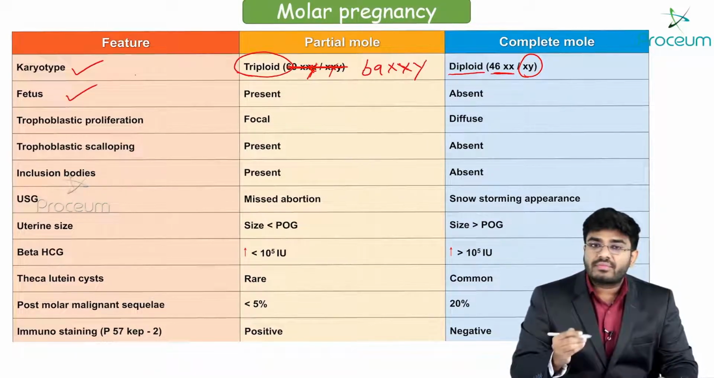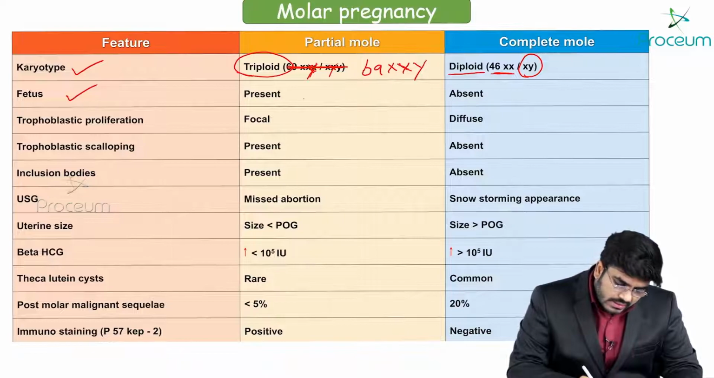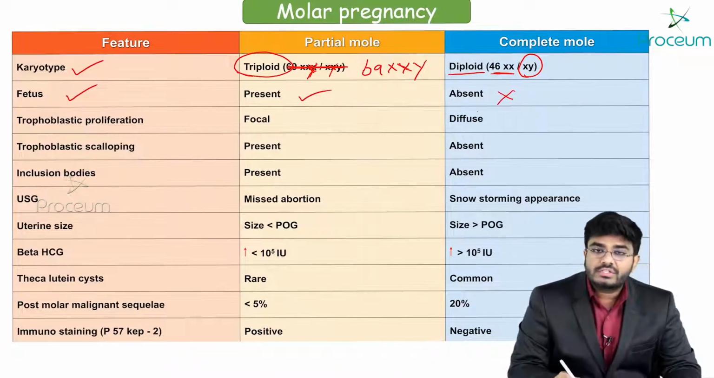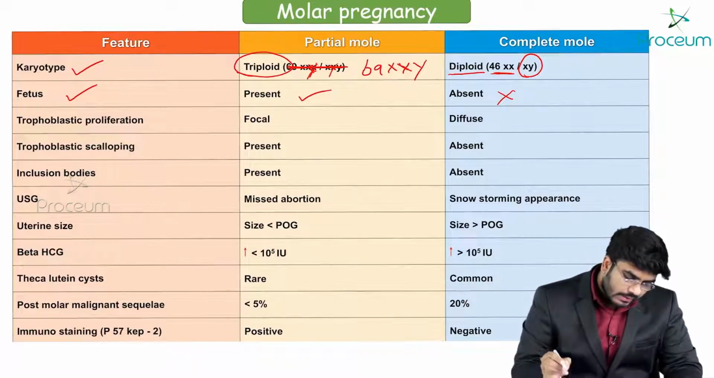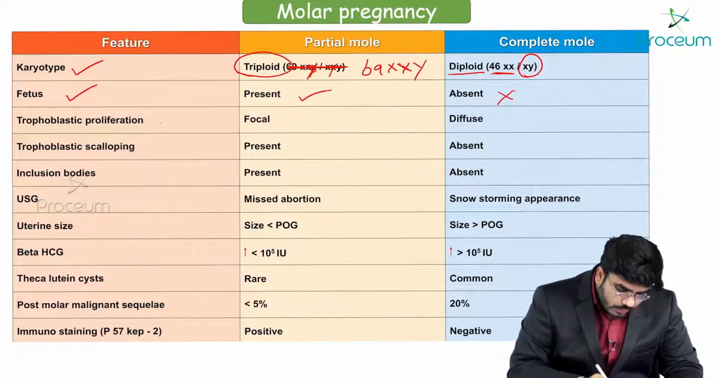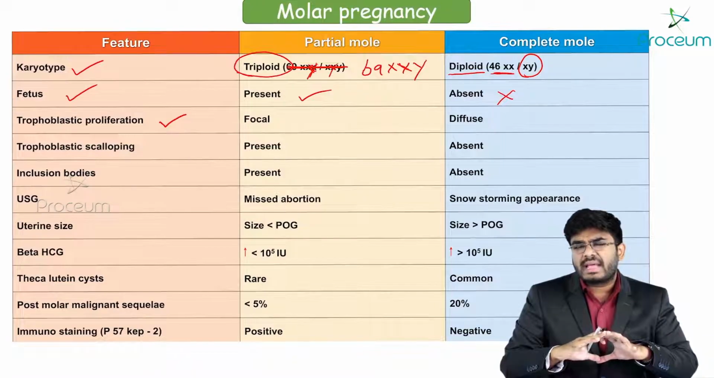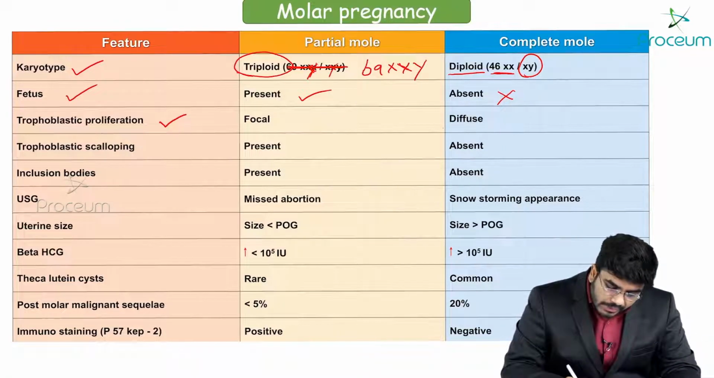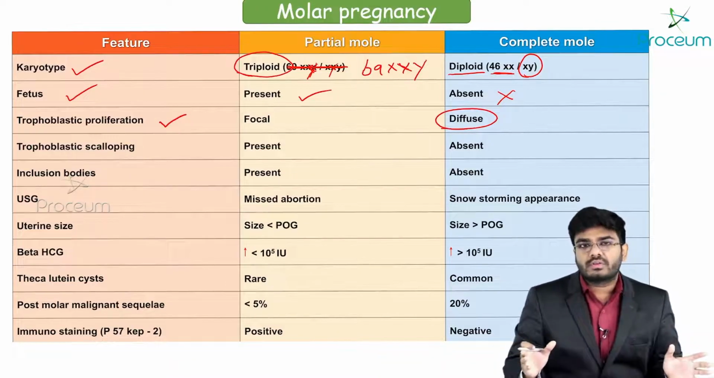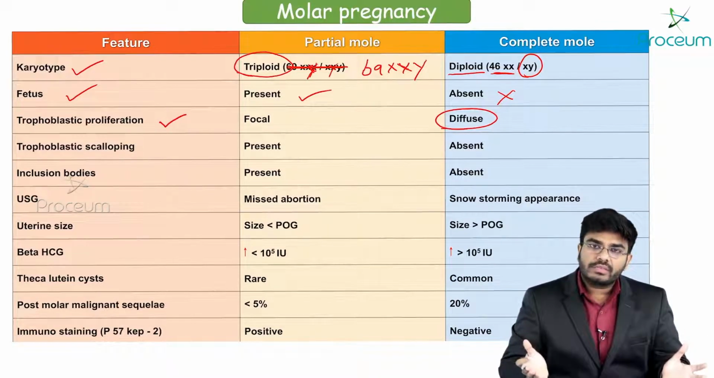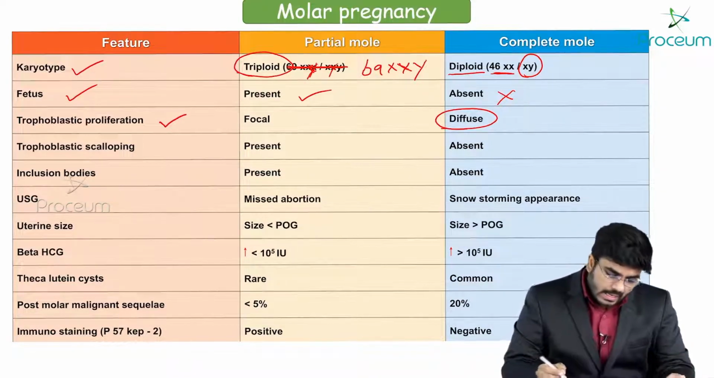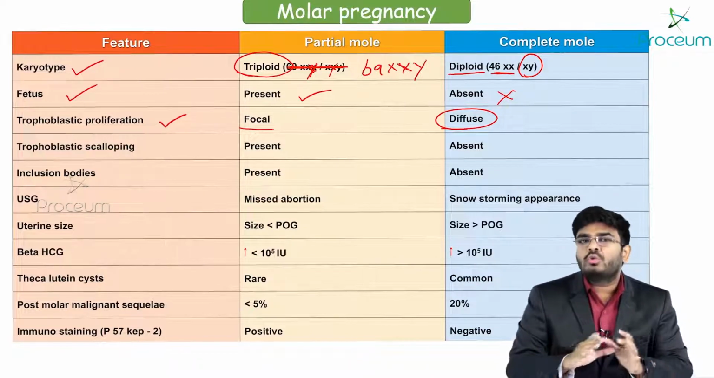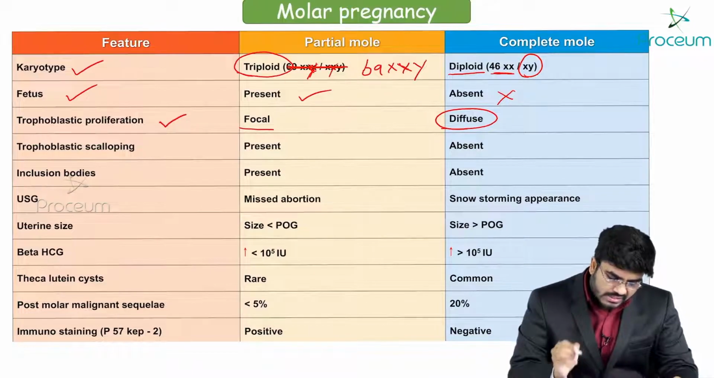Fetal tissue in partial mole: yes, fetal tissue is present, I have shown you. And in complete mole, no fetal tissue is present. Now let's talk about the trophoblastic proliferation. In complete mole, there is a diffuse proliferation of the trophoblast, entirely occupying the uterine cavity with grape-like vesicles. And in partial mole, there is only focal proliferation of the trophoblast, not too much.